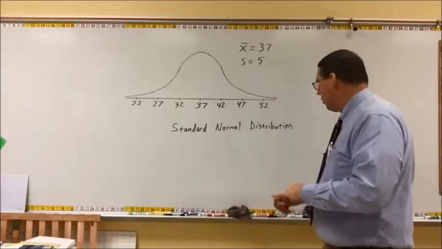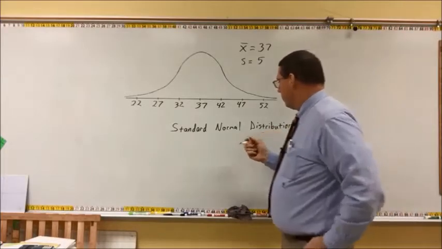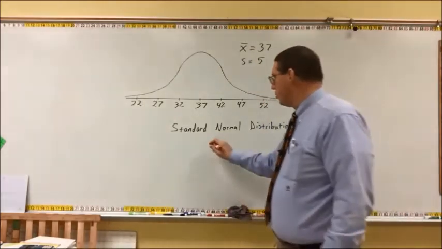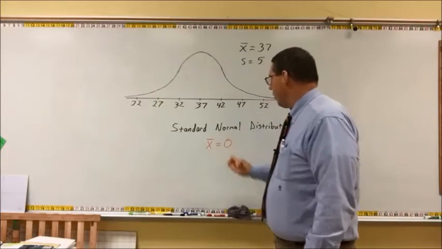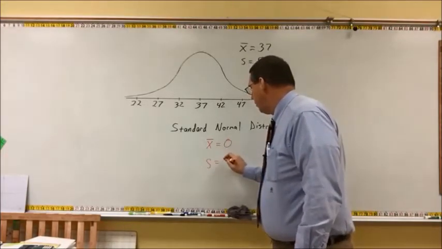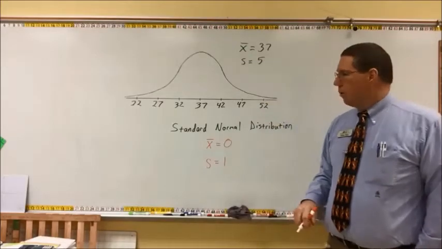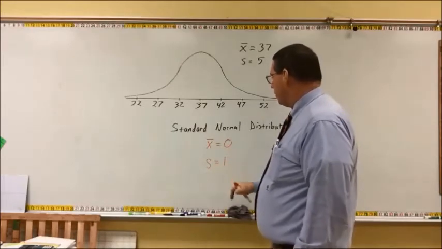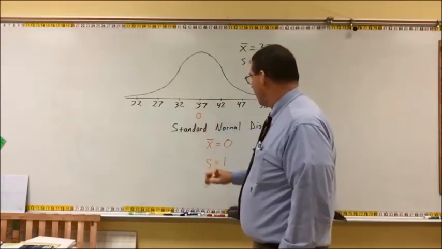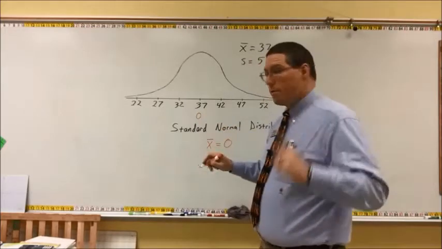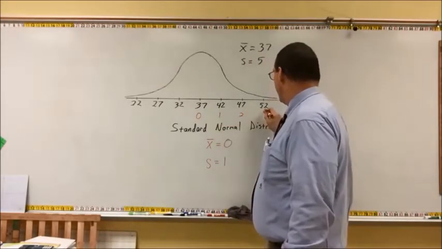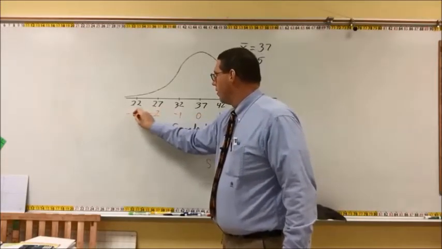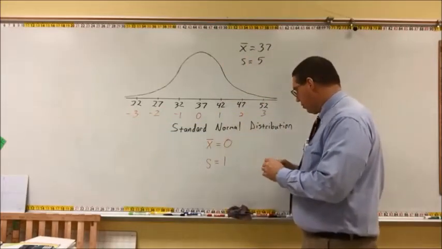Let me show you the qualities. The standard normal distribution is a normal distribution whose mean is 0 and whose standard deviation is 1. So, if we were to make a normal distribution that had a mean of 0 and a standard deviation of 1, we would put the mean at the center, 0, and we'd go up by ones: 1, then 2, then 3. Then we'd go down by ones: -1, -2, -3. So that is the standard normal distribution.